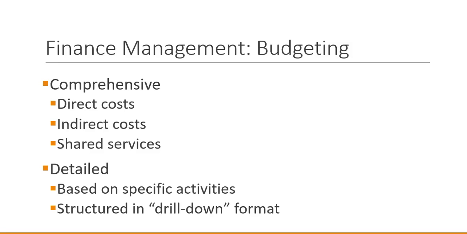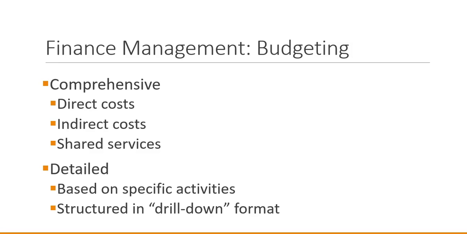And the budget should be detailed. It should be based on specific activities, not general activity, but specific task level activity, and should be structured in a drill down format. What that means is we might have a line item that is relating to labor, and then that labor we can drill down to see in more detail that 4 people are involved in labor.